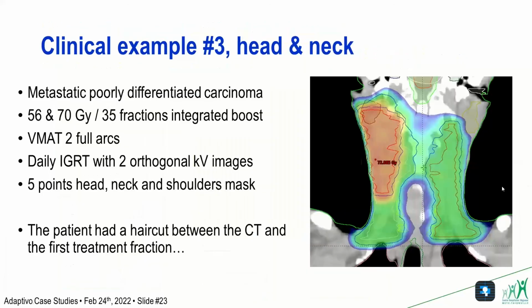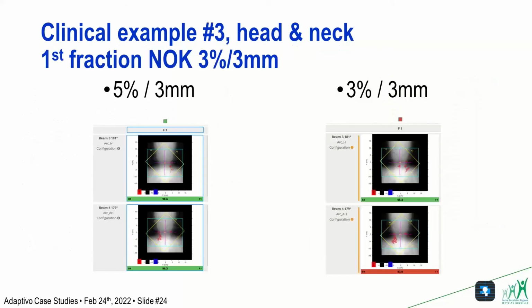A third clinical example, so again, it's a head and neck treatment, treated by 70 grays, 35 fractions, VMAT, daily IGRT with 2 kV images again, and the 5-point masks. The problem here was actually that the patient had a haircut between the planning CT and the first treatment fraction. We will see that. So here is the in vivo module analysis at the first fraction.